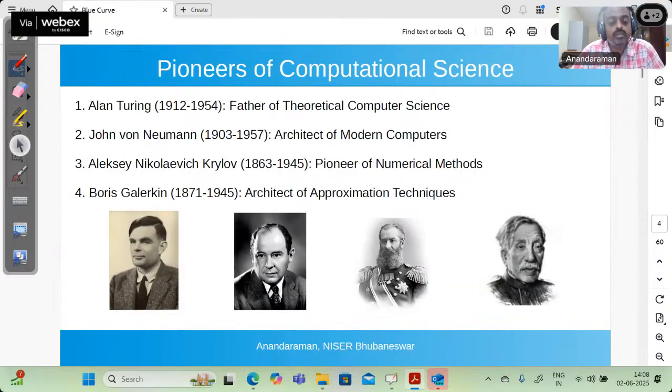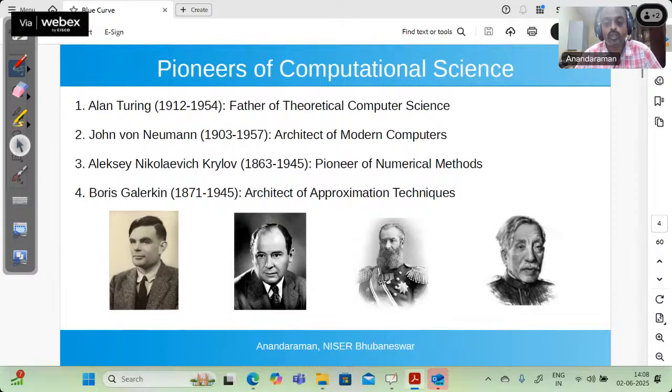So these are all the important scientists in the field of computational science. First is Alan Turing. He introduced the concept of the theoretical computer through the Turing machine. Then von Neumann. We are still using the von Neumann architecture, the practical implementation of the theoretical computer. Then Krylov. He's a mathematician, a Russian naval engineer, and he introduced the concept of numerical methods.